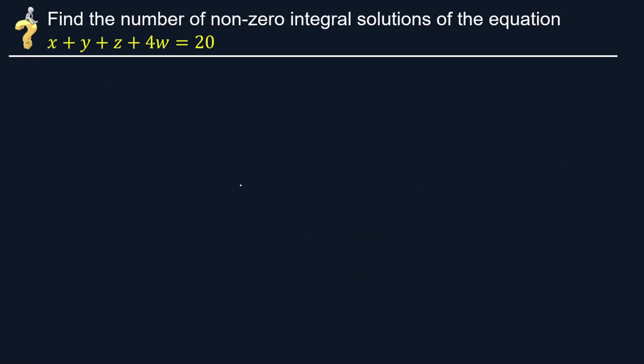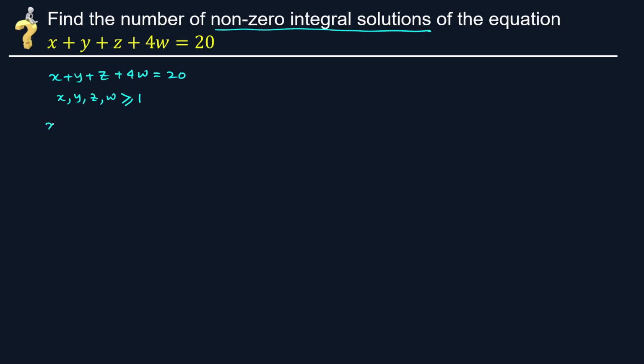This question: find the number of non-zero integral solutions of the equation x plus y plus z plus 4w equals 20. This equation is given and we have to find the non-zero integral solutions. That is, your x, y, z and w will all be greater than or equal to 1 because they are non-zero integral solutions. So we have to find the coefficient. Here we will straight away use the multinomial theorem.